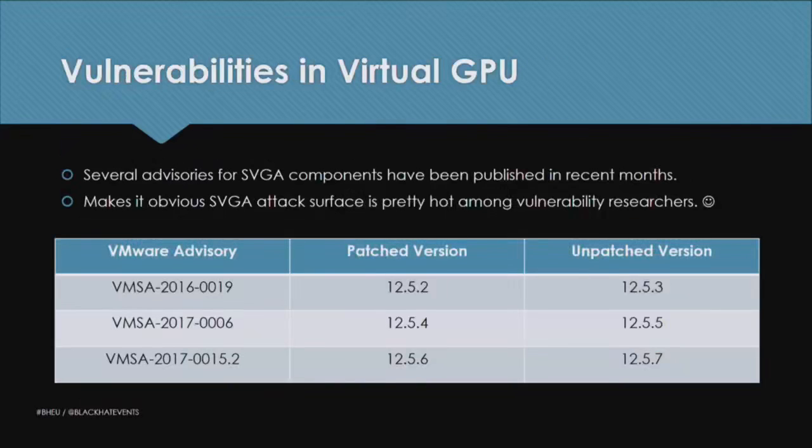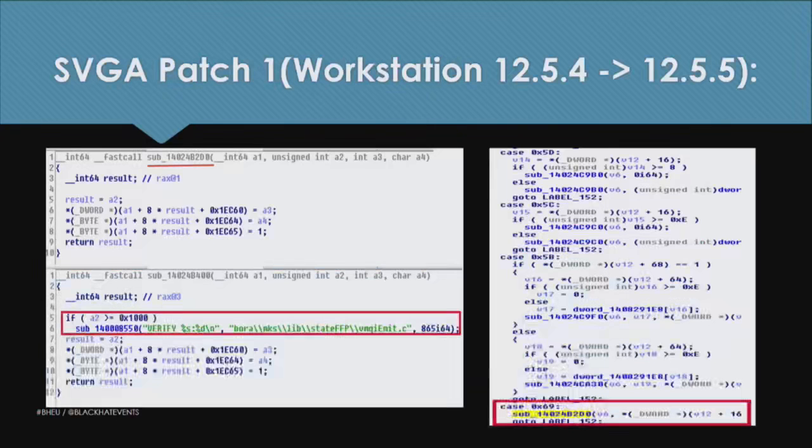Now we are going to take a quick look at some of the vulnerabilities that have been patched in VMware Workstation shaders. These are some of the advisories that have fixed shader related issues. We're going to discuss a couple of them. This is one of the patches that we noticed when VMware 12.5.5 was released.